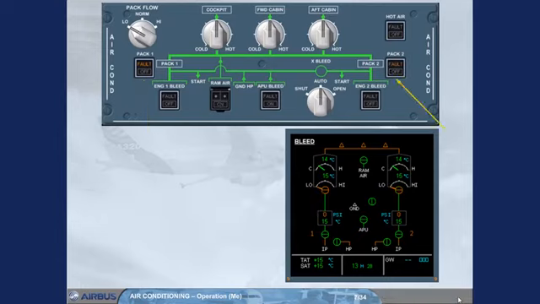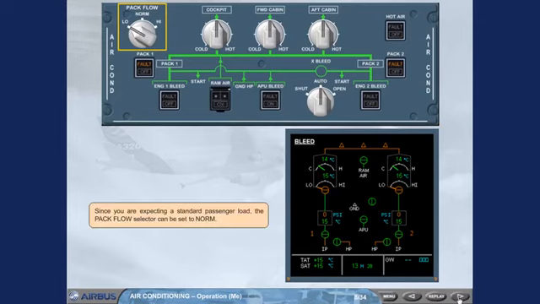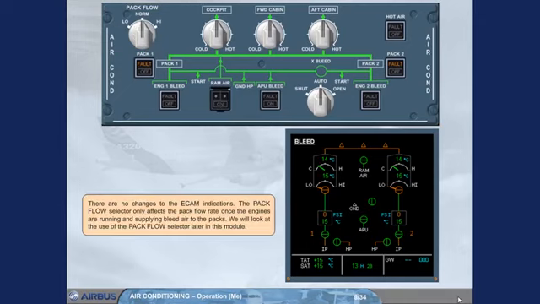We have set PAC 2 push button switch to on for you. As for PAC 1, there is no available bleed air to PAC 2. Since you are expecting a standard passenger load, the PAC flow selector can be set to normal. There are no changes to the ECAM indications. The PAC flow selector only affects the PAC flow rate once the engines are running and supplying bleed air to the PACs. We will look at the use of the PAC flow selector later in this module.